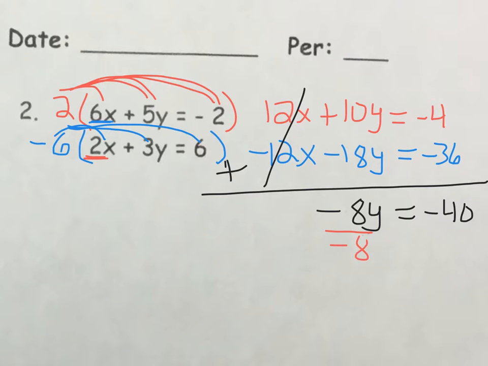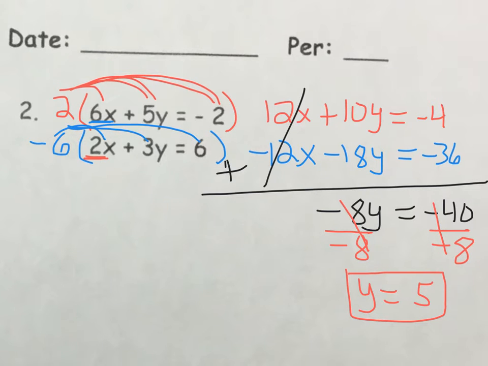Okay, so negative 8, divide by negative 8 on both sides. Okay, so the negative 8's crossed out on the left. Now you have y is equal to, the negatives cancel out, so that's going to be positive 5. Okay, good, we found half of our answer. Now we need to go back and find the other half, the x.